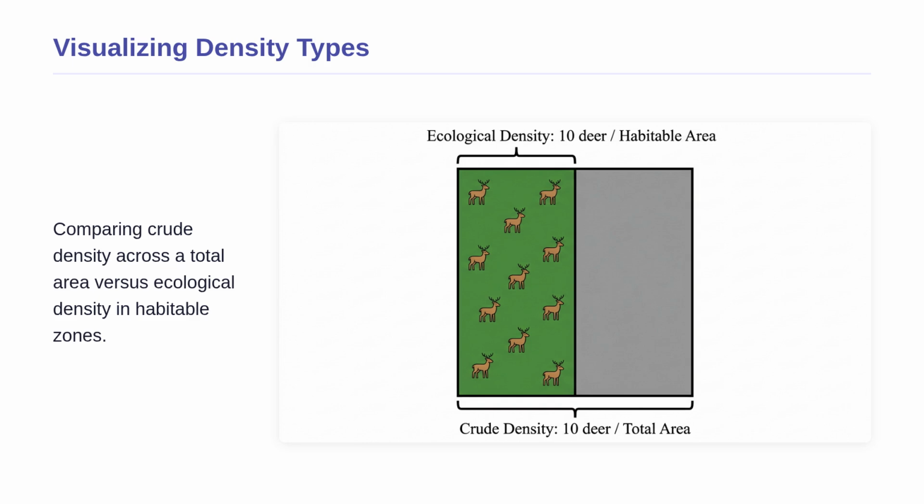Notice that all 10 deer are clustered only in the green area. The bracket at the bottom shows crude density, which averages those 10 deer across the entire square, including the empty gray space. But the bracket at the top shows ecological density, which only considers the green space where the deer actually live. This diagram clearly shows why ecological density provides a much more accurate picture of how tightly packed the animals really are.